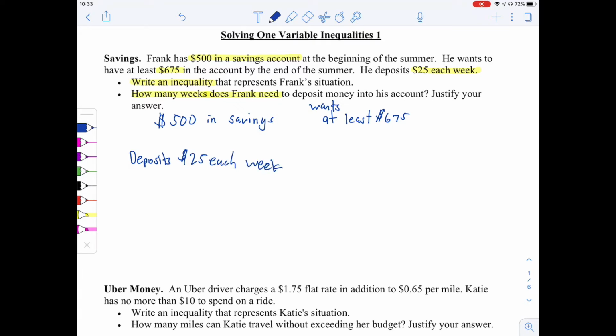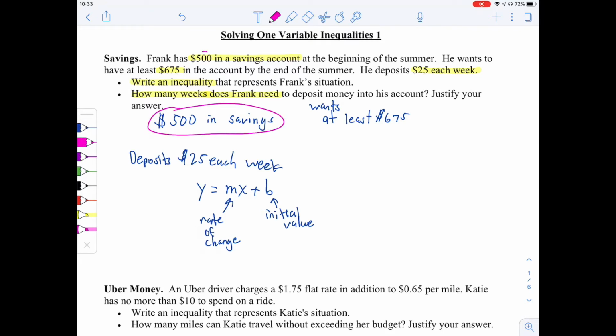When we look at these, we always compare it to y equals mx plus b. We always look at what is the initial value, and then what is the rate of change. So looking at this situation, what is the initial value? How much money does he start with? He starts with $500 in savings. That's your initial value, so we can put that in for b.